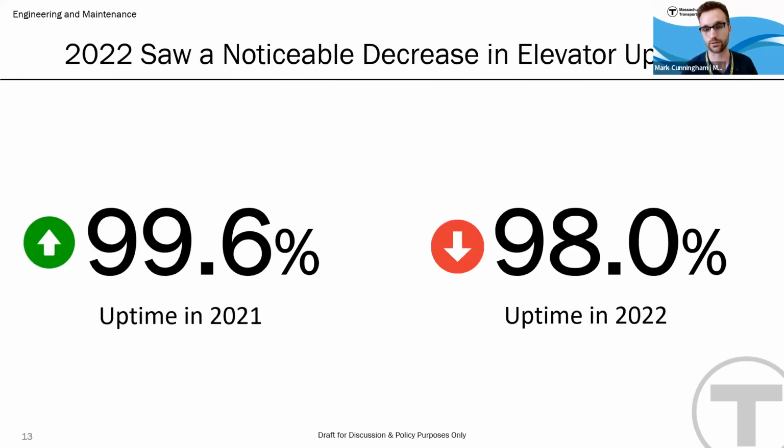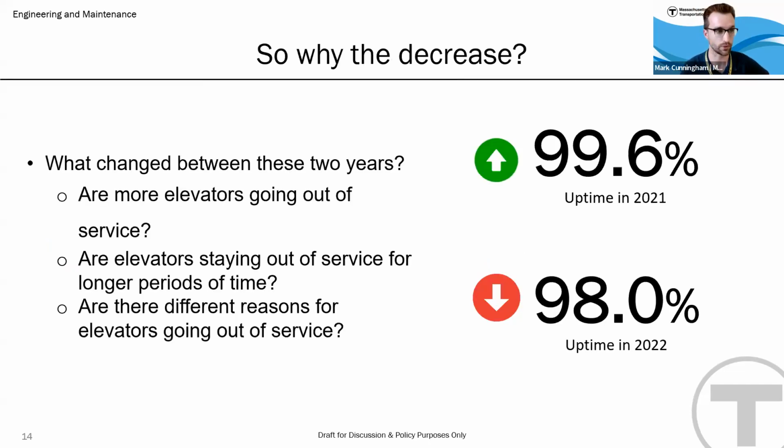As we said, 2022 saw a noticeable decrease. Well, what are we talking about? 2021, our uptime was 99.6%. However, in calendar year 2022, this dropped to 98.0%. So if we go to the next slide, the question posed to our working group was, why the decrease? What changed between these 2 years? Was it that more elevators were going out of service? Were elevators perhaps staying out of service for longer periods of time? Are there different reasons that these elevators were going out of service? So we answered this question, why the decrease, with the graphic that I'd like to show to you on the next slide.